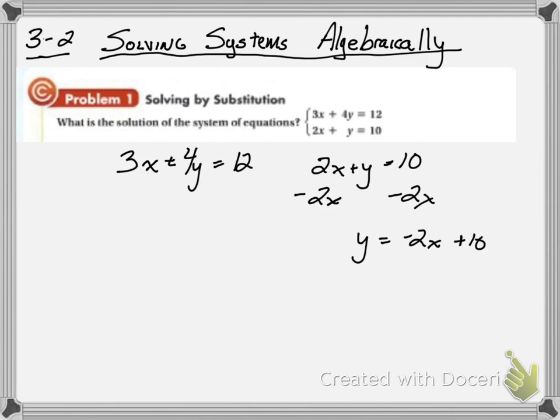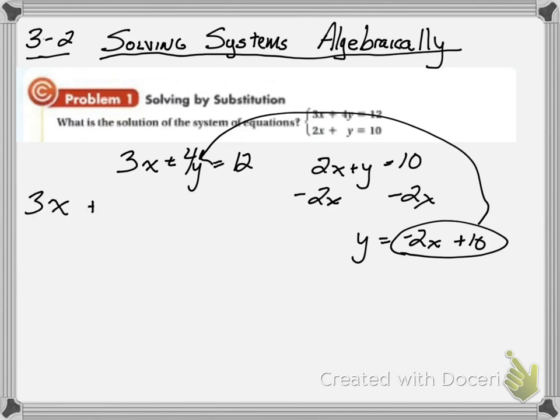Okay, now over here, I don't need to do anything, but once I have y equals that, I need to take this and plug it into the other equation. That's why you have two equations. So you get 3x plus, now remember, when you substitute in, do it in parentheses, negative 2x plus 10 equals 12.